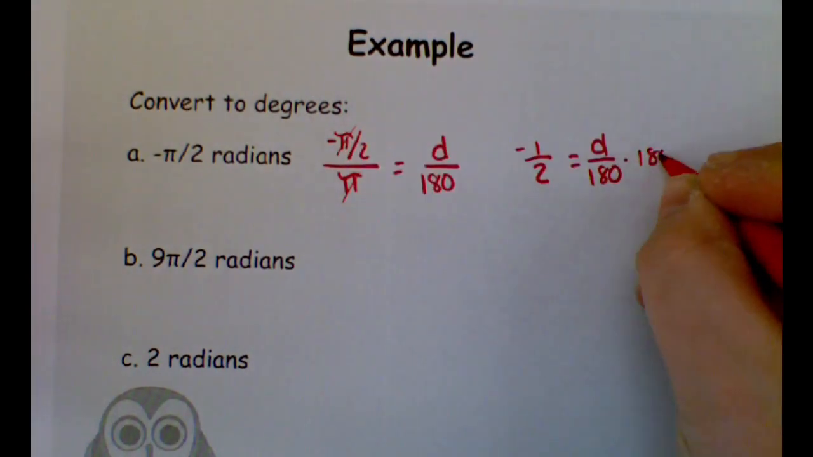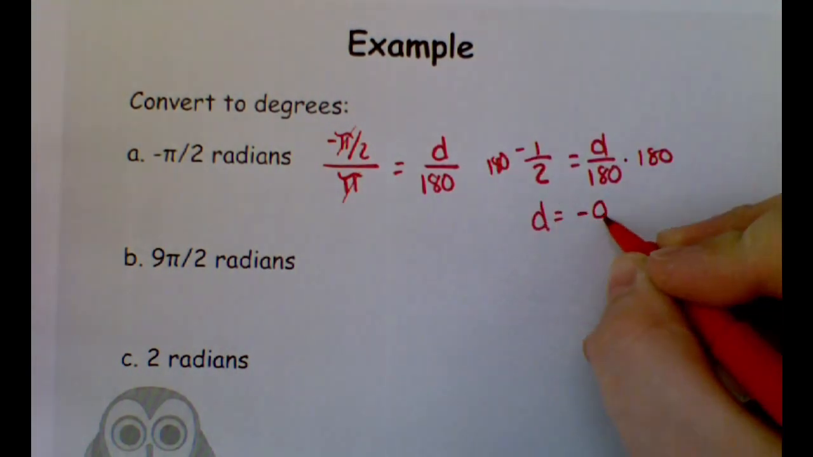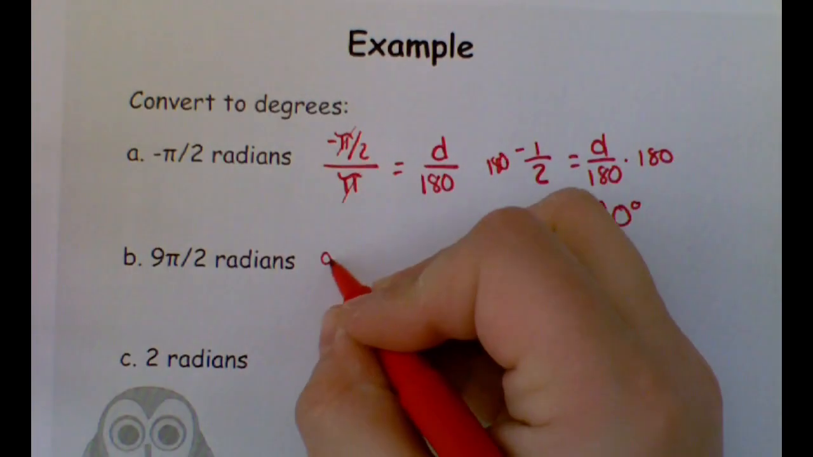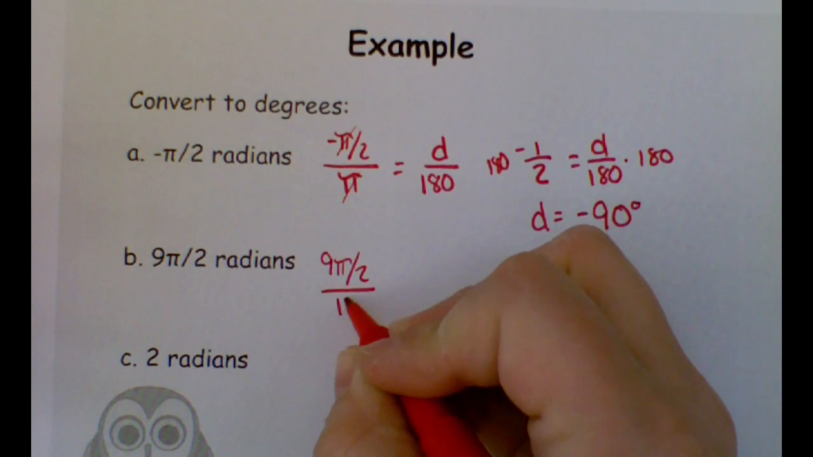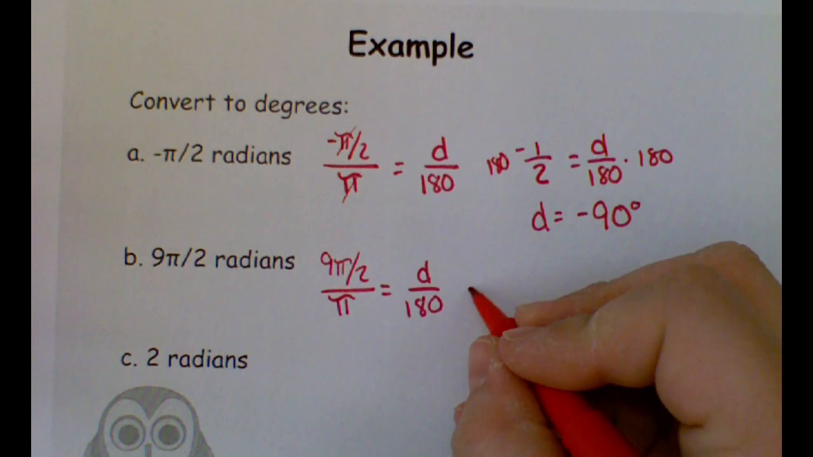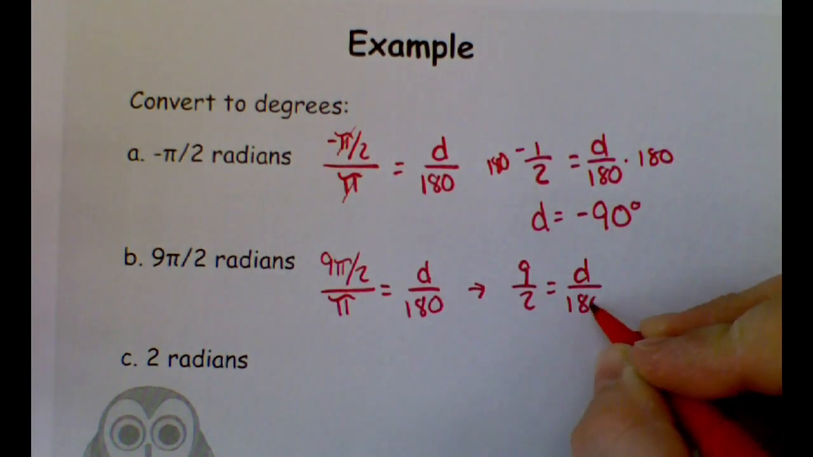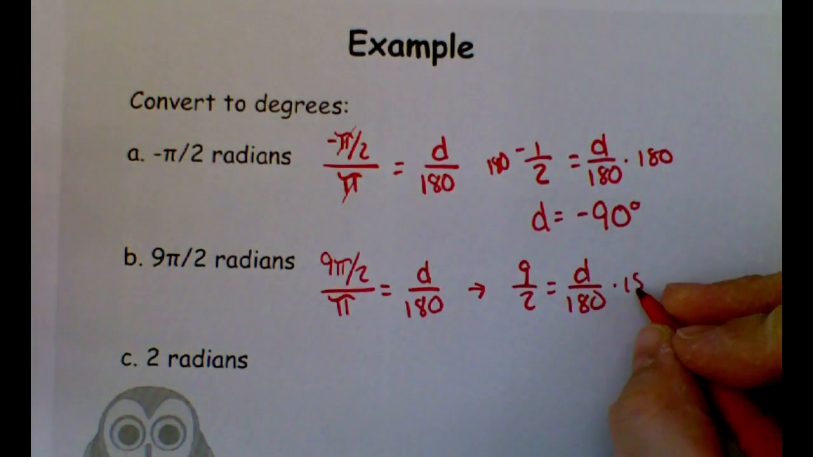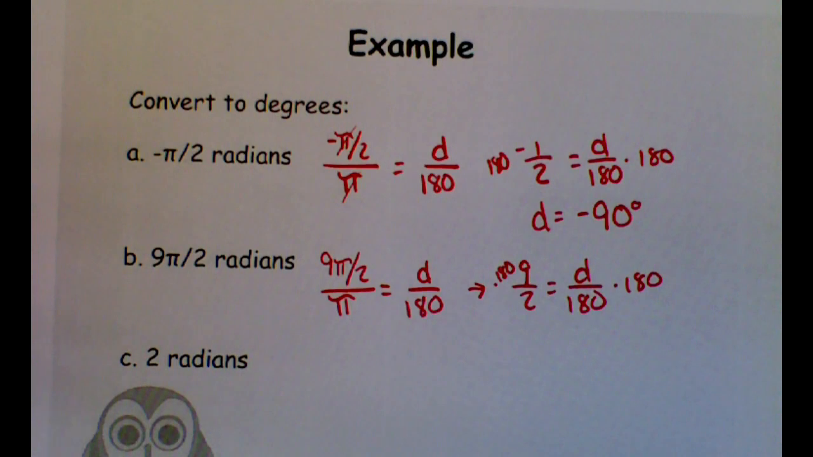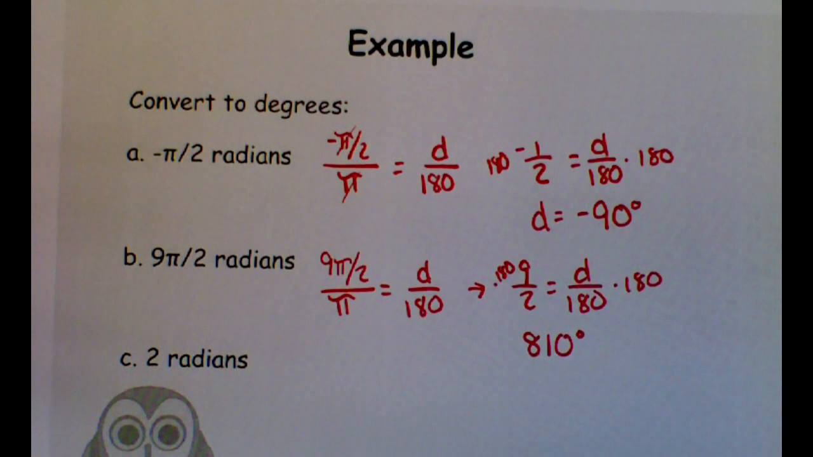We multiply our 180, and our degrees is negative 90 degrees. Make sure in degrees that you label it. So if I have 9 pi over 2 over pi equals degrees over 180, when I cancel my pi's, I get 9 over 2 equals degrees over 180. Multiply my 180. I get 810 degrees.